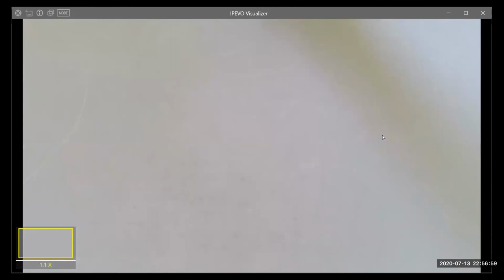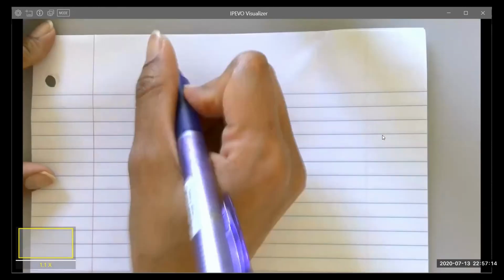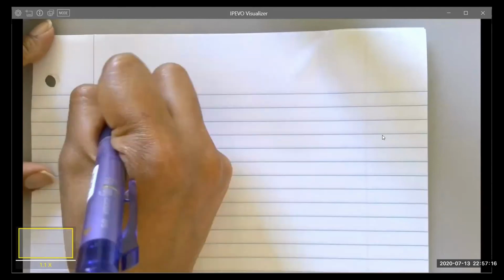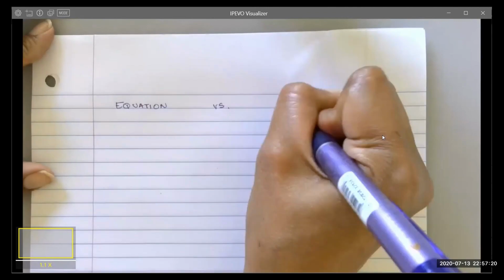Some last comments I want to make regarding trigonometric identities: I want to make sure that it is very clear to us what the difference is between an equation and an identity. So I'm going to write that down on a separate sheet of paper. We're going to have what is an equation versus what is an identity.